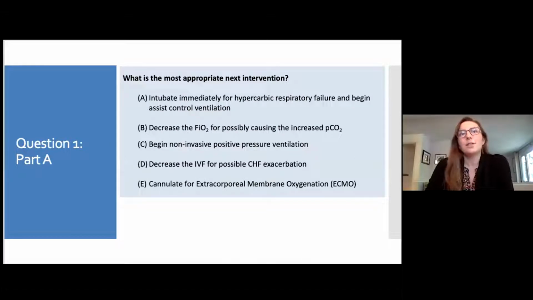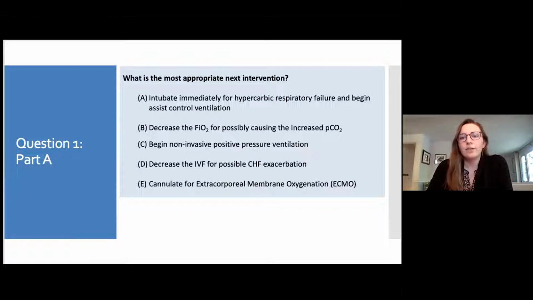Our first question is, what is the most appropriate next intervention for this patient? Is it A, intubate immediately for hypercarbic respiratory failure and begin assist control ventilation? B, decrease the FiO2 for possibly causing an increased PaCO2? C, begin non-invasive positive pressure ventilation? D, decrease the IV fluid for a possible congestive heart failure exacerbation? Or E, cannulate for extracorporeal membrane oxygenation, or ECMO.